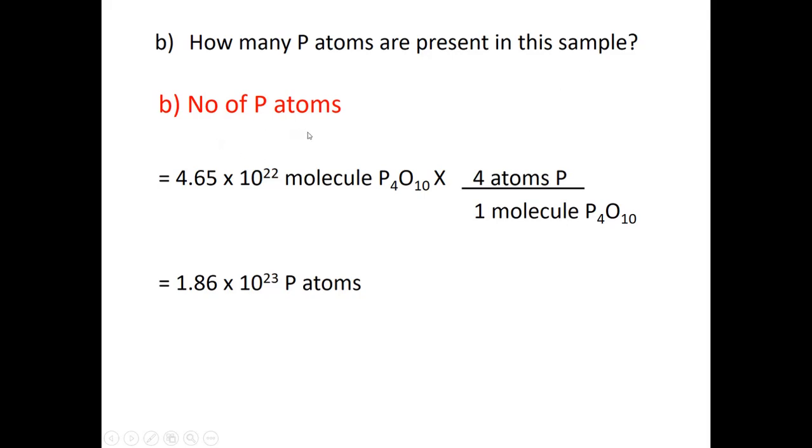How many phosphorus atoms are present in this sample? The number of phosphorus atoms is 4.65 times 10 to the power of 22 molecules times 4 atoms, because in this formula, in 1 molecule, it has 4 atoms. So you cancel the unit molecule and molecule, then you get 1.86 times 10 to the power of 23 phosphorus atoms.